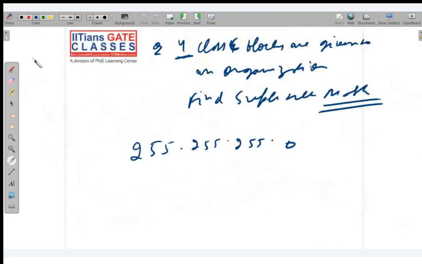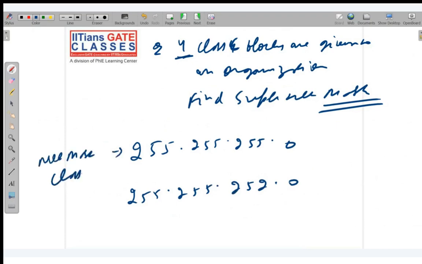So if you borrow 2 bits and make them zeros, directly you will subtract 3 from this. So what will you get? 255.255.252.0. Any problem here? No, no, sir. Net mask of class C, so this is your supernet mask. Take the snapshot. I will jump to the next slide. Done, sir.